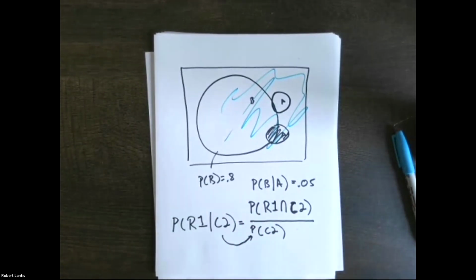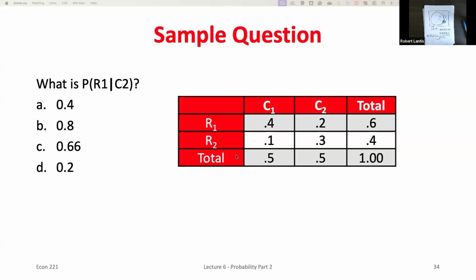So where is this intersection and where is the probability of this event? If we're looking at a contingency table, where's the probability of R1 and C2? That's right here at 0.2. What's the probability that I see C2 occur? Well, that's going to be my total column. So my conditional probability will be the probability that I see R1 and C2, 0.2, divided by the probability C2 occurred, 0.5.